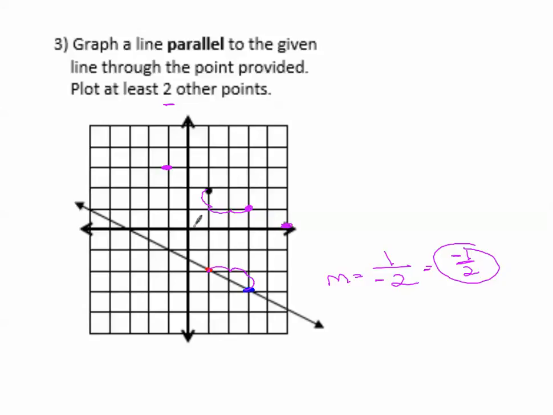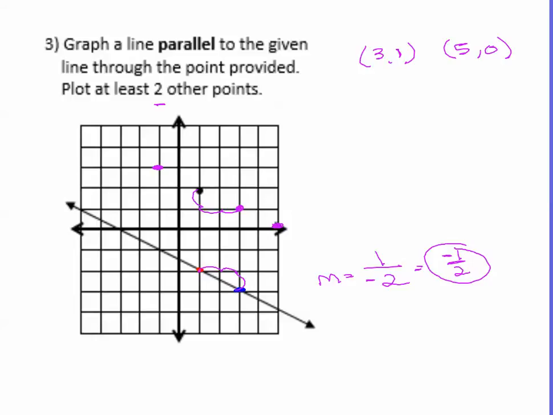I could list the ordered pair. So another point would be 3, 1 or 5, 0. If I needed to list ordered pairs, 3, 1, 5, 0, and so on. Maybe they want me to draw the line. So it really just depends on the directions. If I'm drawing a line, I'm just going to draw it. And these lines look parallel. If you look back over your work and they don't look parallel, you might have made a mistake. But if I think I did it right and they look parallel, I'm probably in pretty good shape.